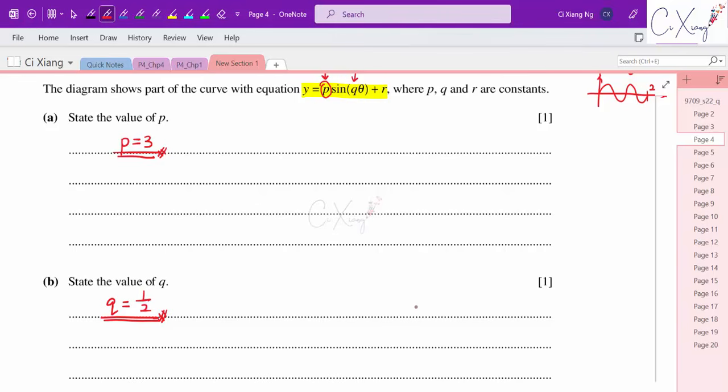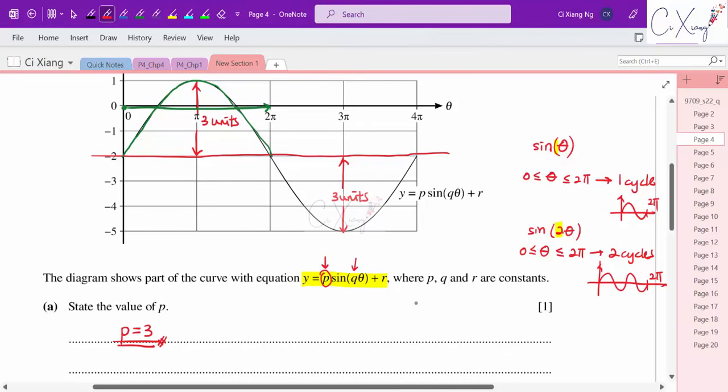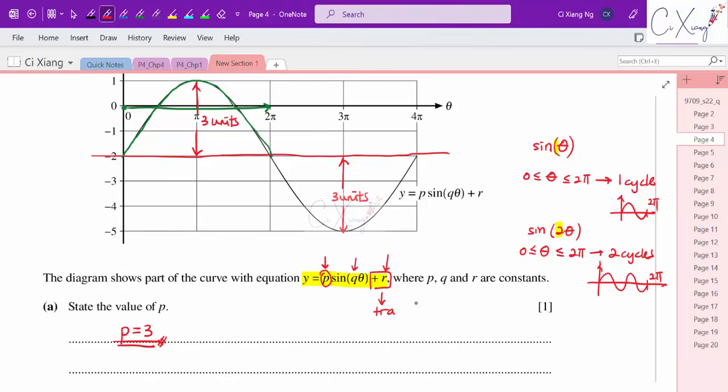Alright, and last one, they ask us to state the value for R. Okay, so for R, basically you are seeing that they are having a plus R outside the whole basic function for the sine graph. Okay, basically for plus R, you should know that it is actually a translation in the y-axis.